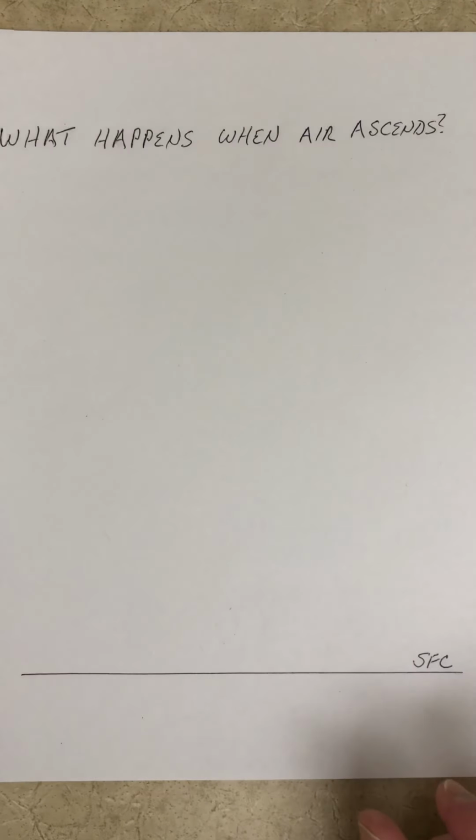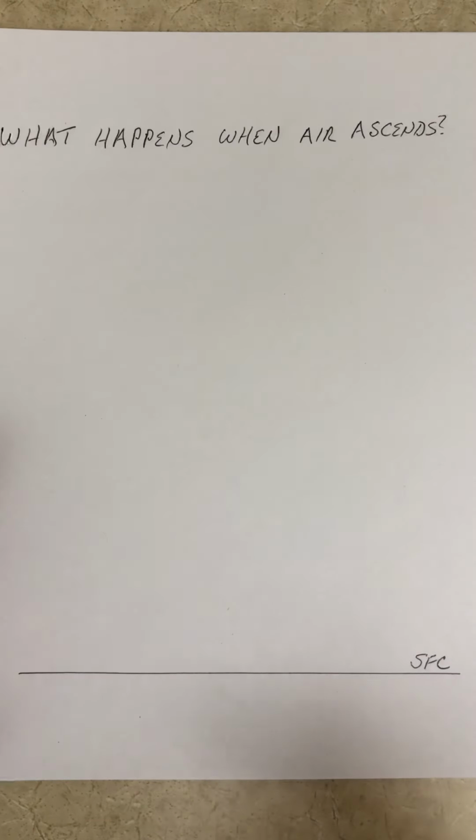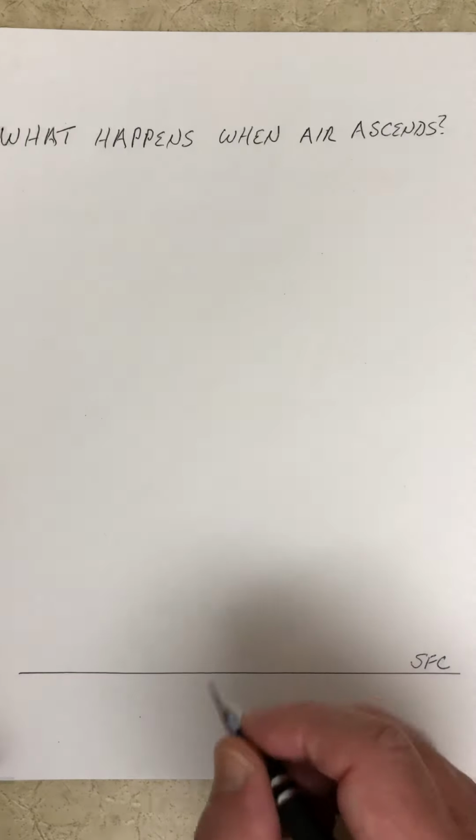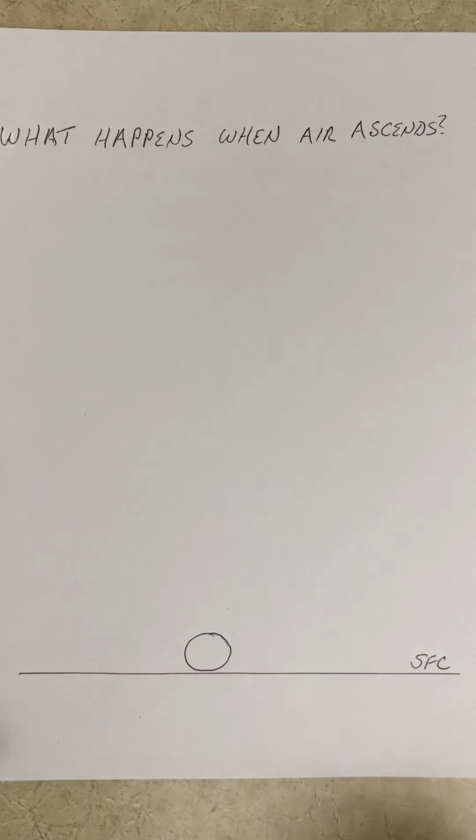Hi class. So we've been talking about humidity and saturation, looking at dew point temperatures and all that good stuff. Now on a related note, let's take a look at what happens in the atmosphere when a bubble, or what we call a parcel of air, ascends and descends. Okay, so let's start off at the surface. And so we've got a little bubble of air, or a balloon of air, if you want to think of it that way. We call it a parcel of air in meteorological terms.